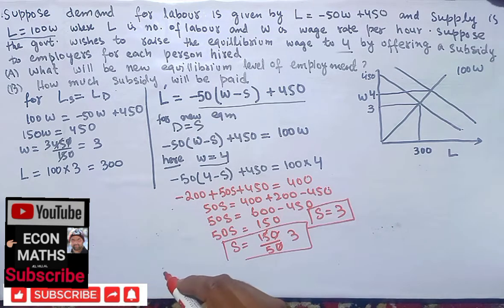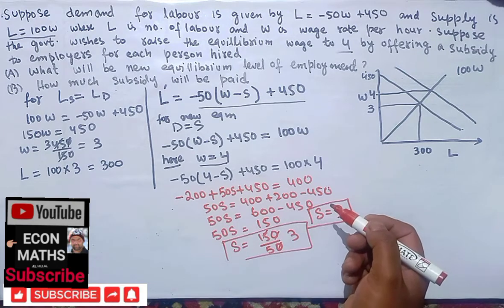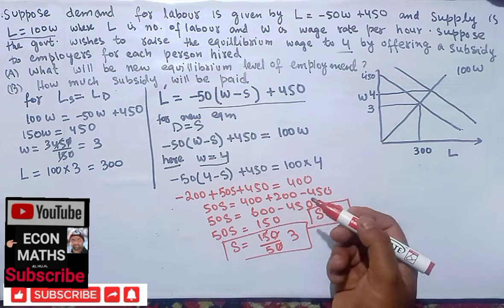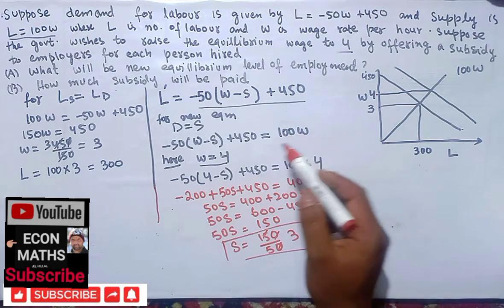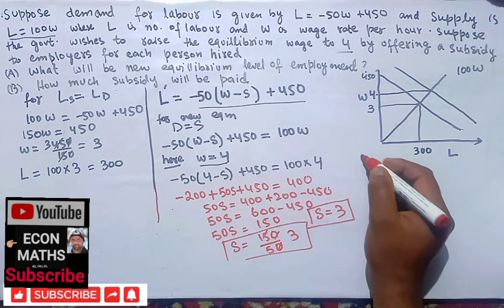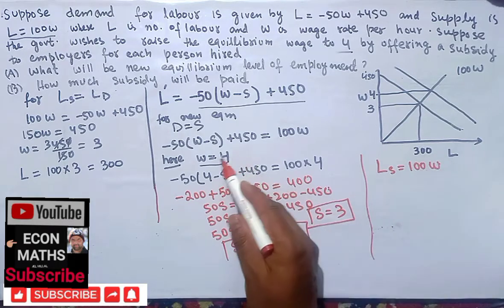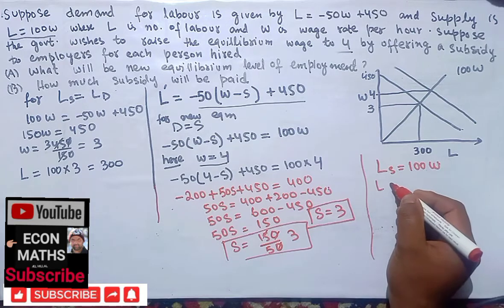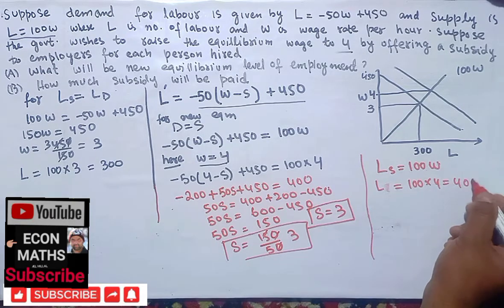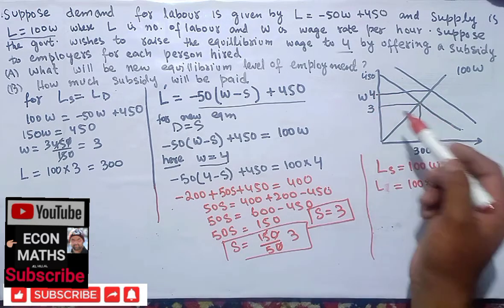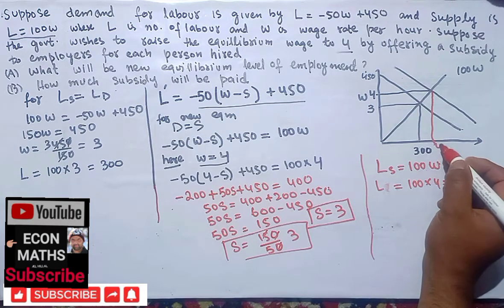When S is equal to 3, the subsidy given is 3, we have to find the laborers employed also. So for that, where do we get this? Labor supply was 100W, and the new equilibrium wage rate was 4. So labor supply, or number of laborers employed, would be equal to 100 into 4, which is equal to 400. That means at a wage rate of 4, the number of laborers employed in equilibrium would be 400.